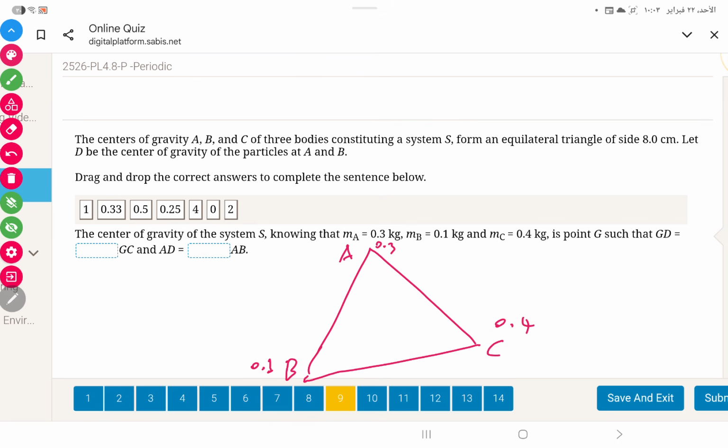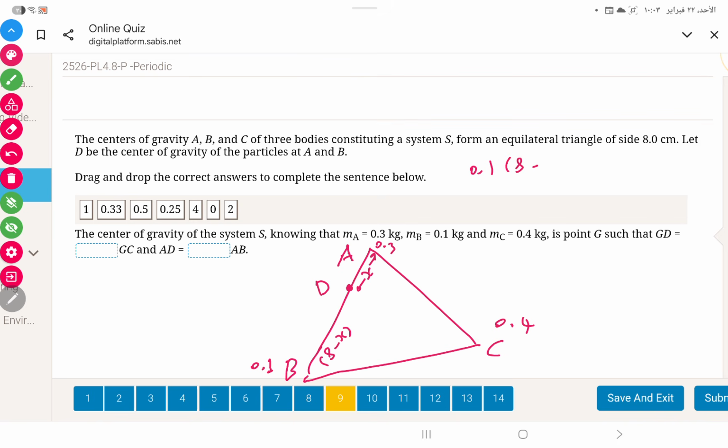So first step we have to do, since we are told here that D is the center of gravity of the particles A and B, so D must be close to the bigger mass. So D must be here. Now to calculate the distance between AD and DB, let's say that this distance is x, then this distance will be 8 minus x. So now we can form an equation to find the position of D.